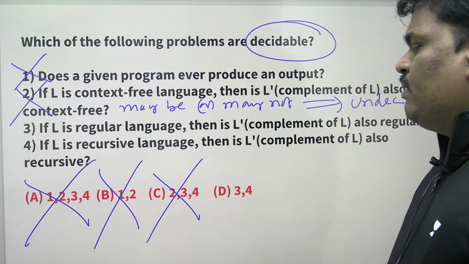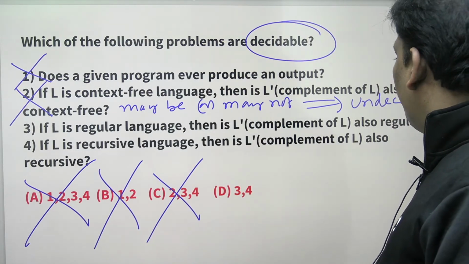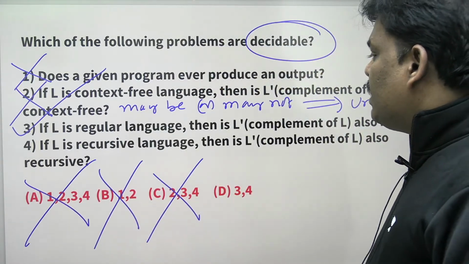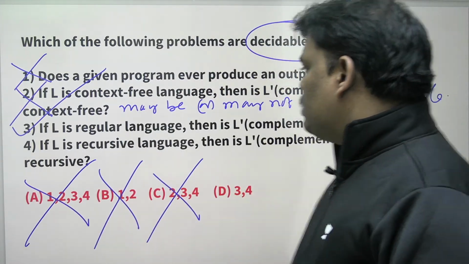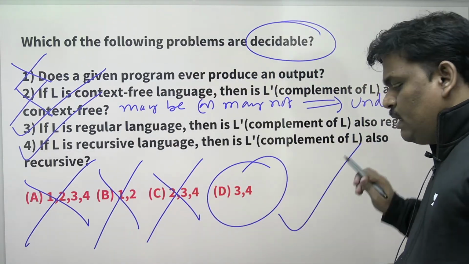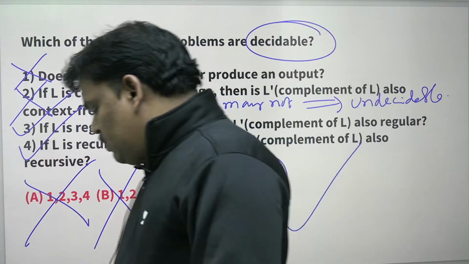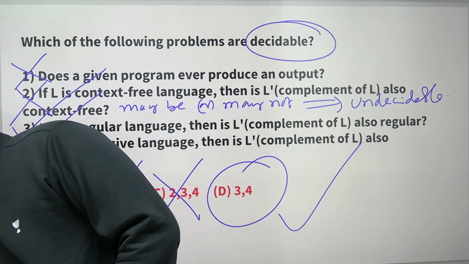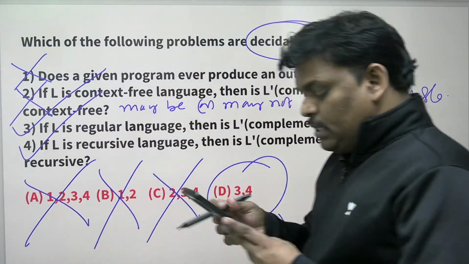Let's go to the third one. If L is regular, then L complement is also regular. Sure. If L is recursive, then L complement is also recursive. True. So I think the answer is 3, 4. It is a really nice problem.